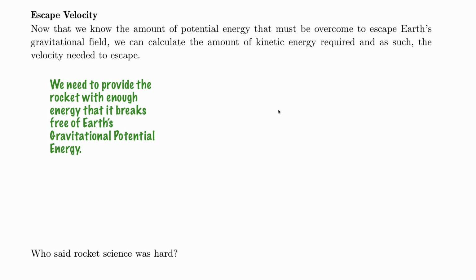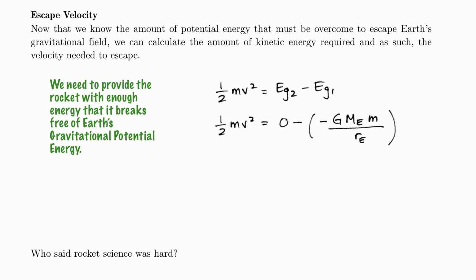Basically, we need to provide some rocket with enough energy that it breaks free of Earth's gravitational potential energy. So we're going to give it a whole bunch of energy so that we can take it from here, sitting on Earth, to a spot where we have no more gravitational potential energy left. So basically, we want to be in a spot where I've got 0 gravitational potential energy. I don't want any gravitational potential energy from Earth, so I'm going to call that 0. And so here, I want to work out what this velocity has to be.